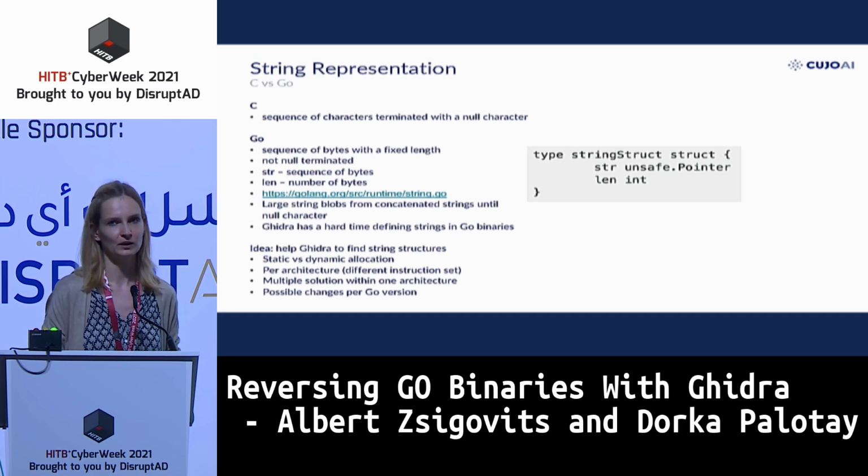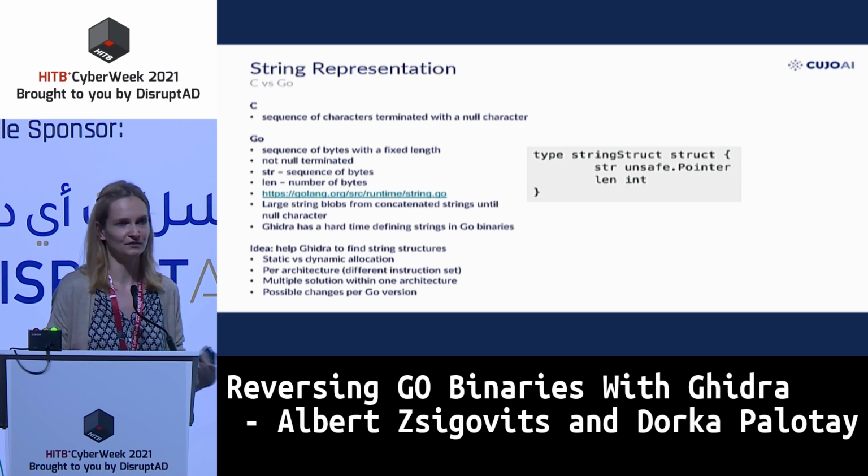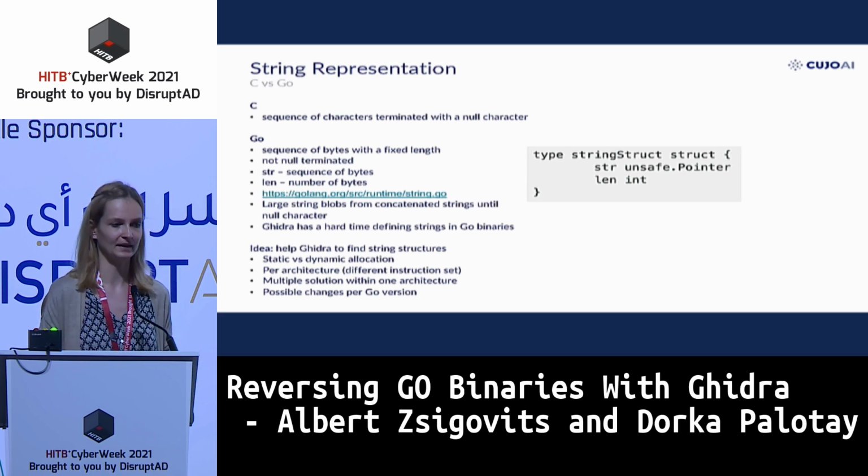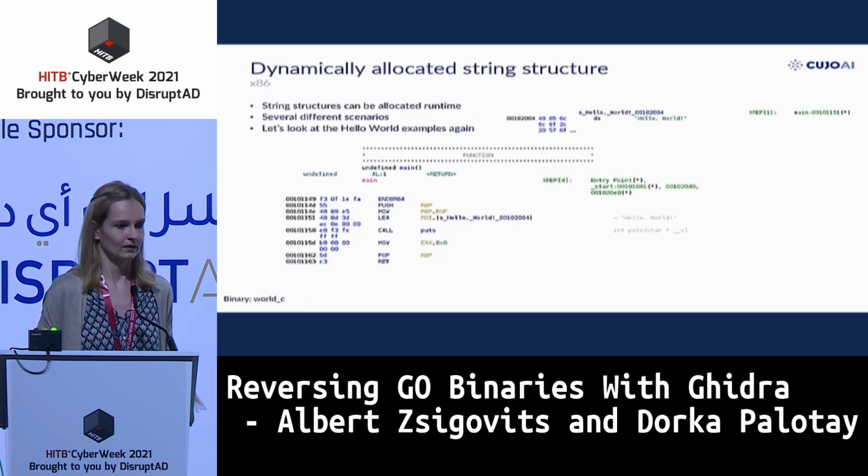So the idea was to have Ghidra somehow find these string structures. There are many different ways these string structures can be built up. They can be statically or dynamically allocated. This is very different per architecture, and even within one architecture there are multiple solutions, and it can change per Go version. So it's a mess how you can recover the strings. I will go through a few examples now.